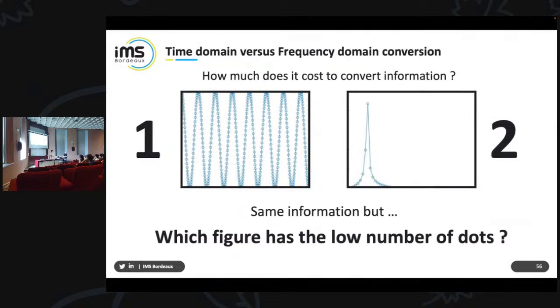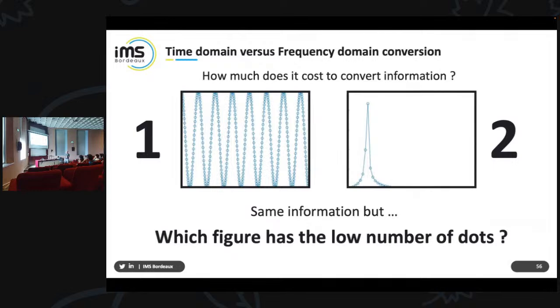And I have a question for you. It's an easy one. Which figure has the lower number of dots? 1 or 2? Where there are fewer dots? Yes, it's 1. Yeah, sure, it's 1.